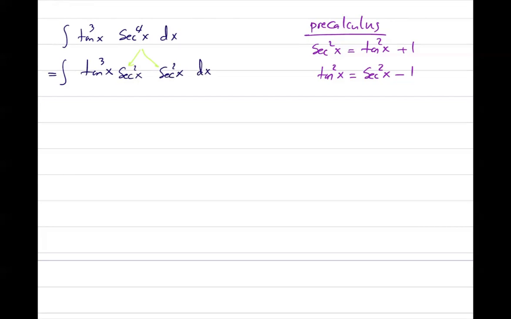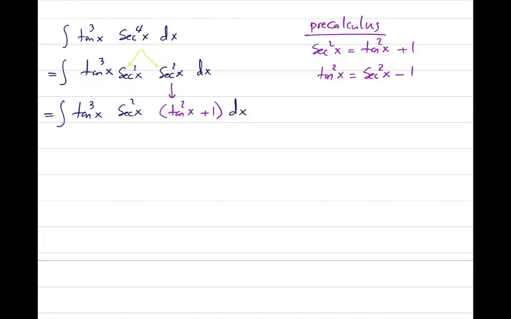Very good. Now, pay attention. Here, if I take one of these secant squared, I can use tangent squared plus 1. So this can be written as the integral of tangent to the power 3 of x, and I'm going to copy this down. And then for this one here, I'm going to write tangent squared of x plus 1, and then I have a dx. Let me copy down my dx with the same color that it was.